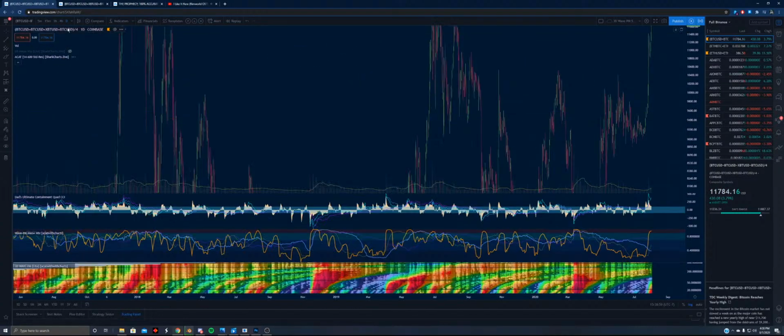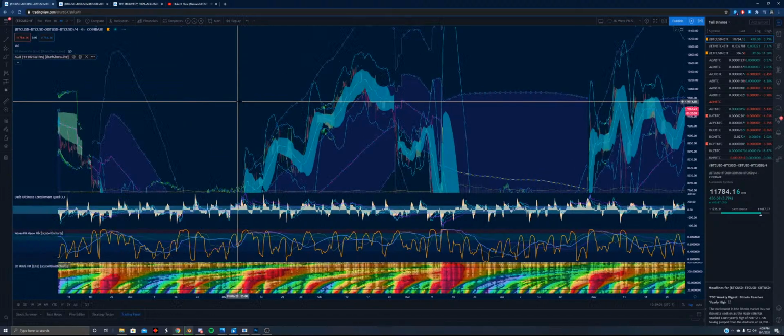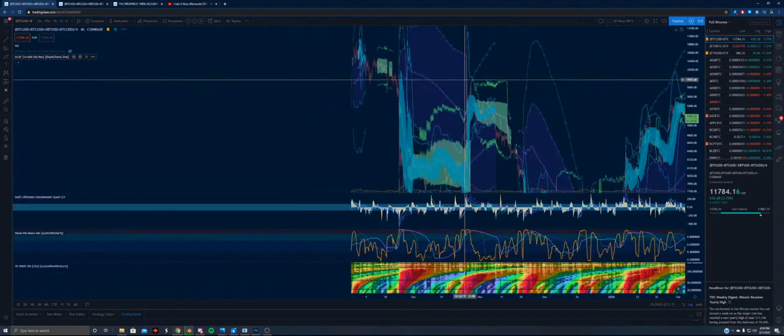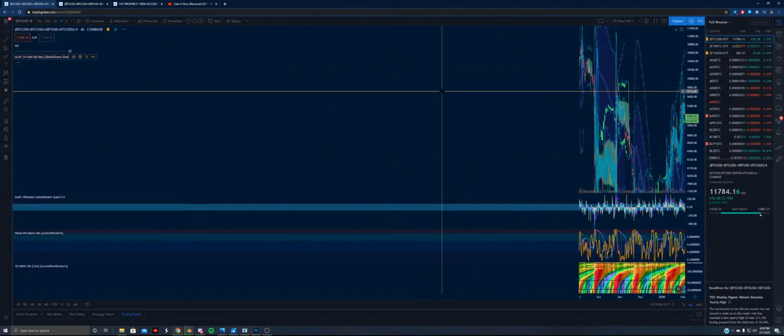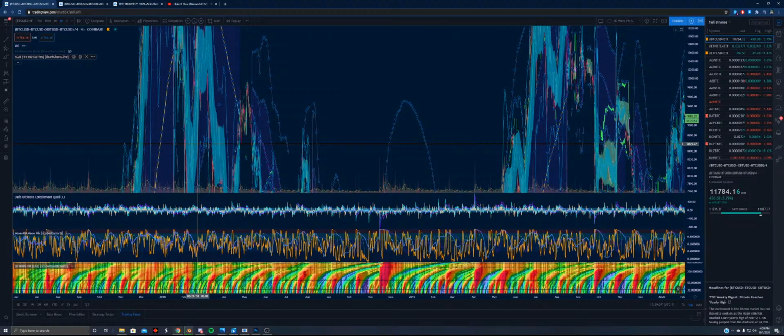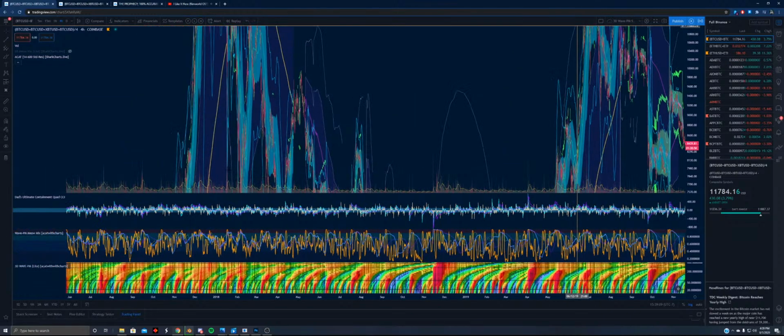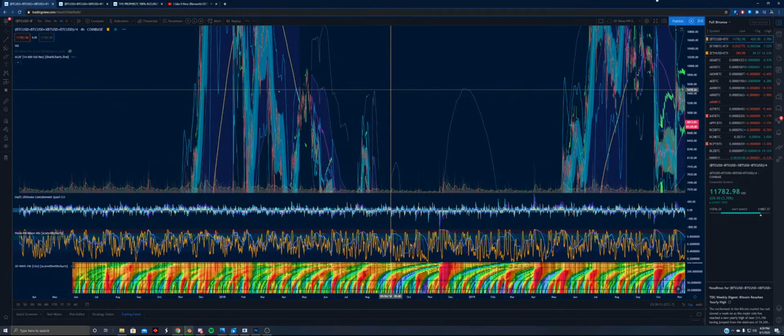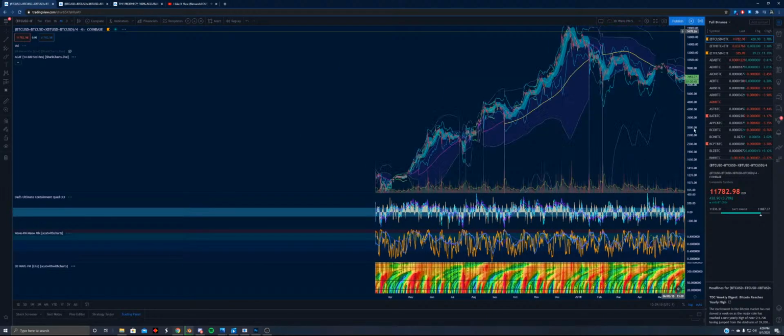Let's go to the day. Oh, swapping time frames gets weird when you do that. So we're just going to zoom out as far as we can. And we're going to pull over here. Come on. Nice.